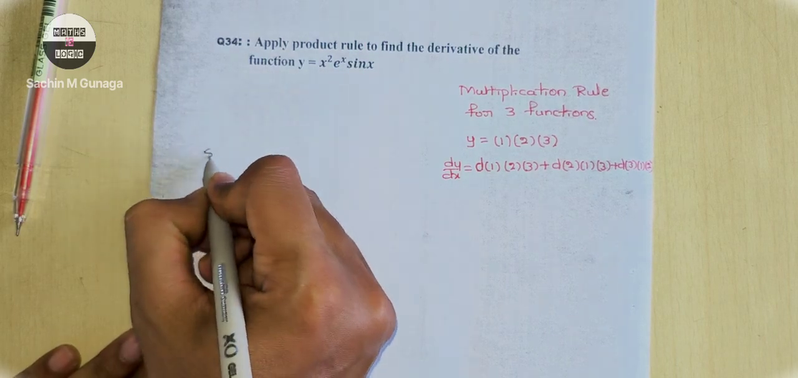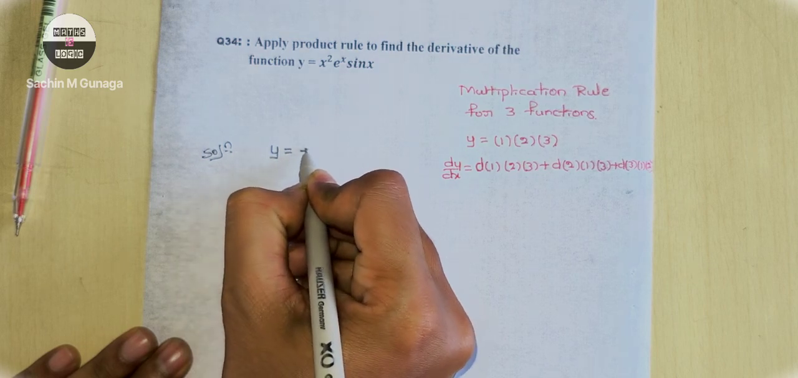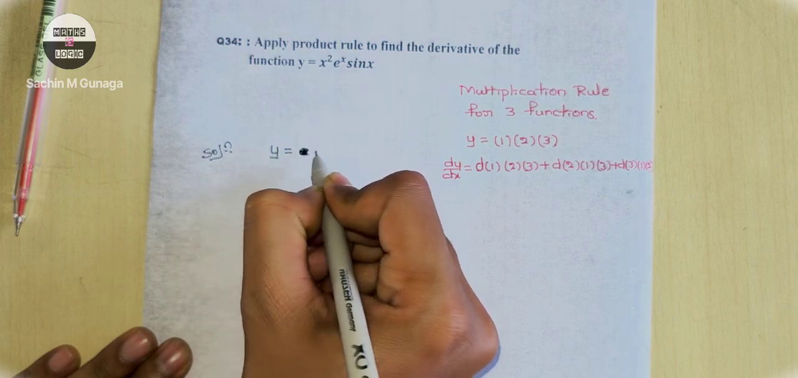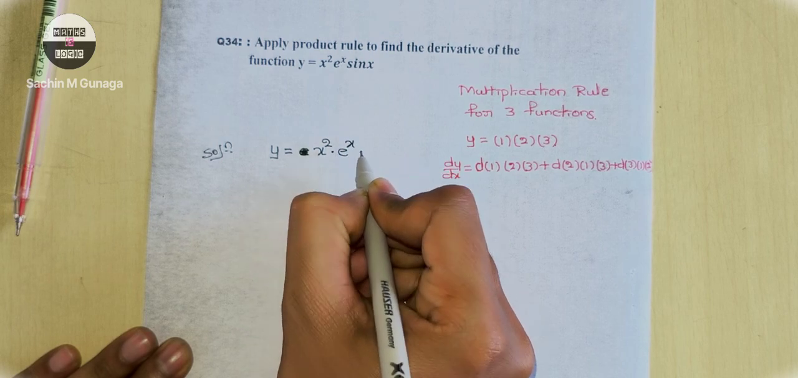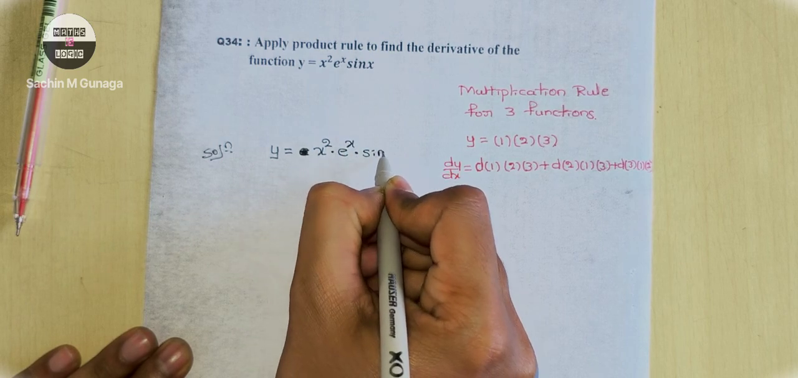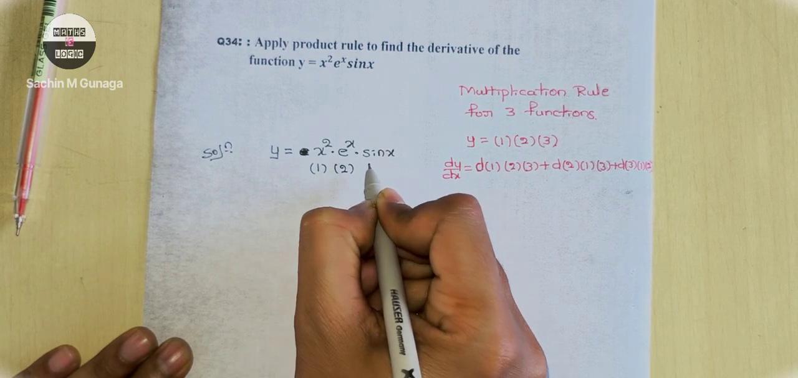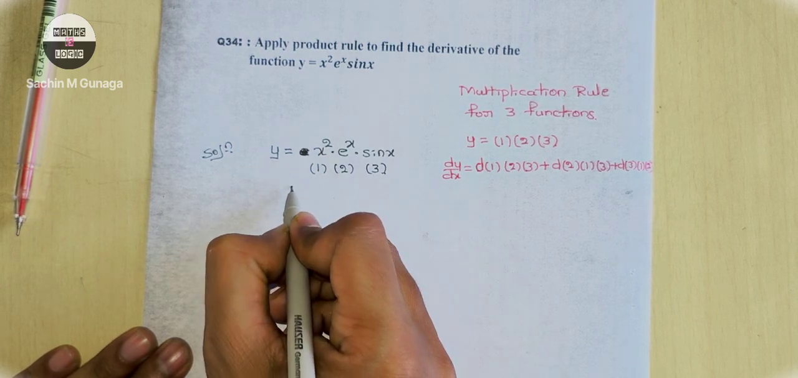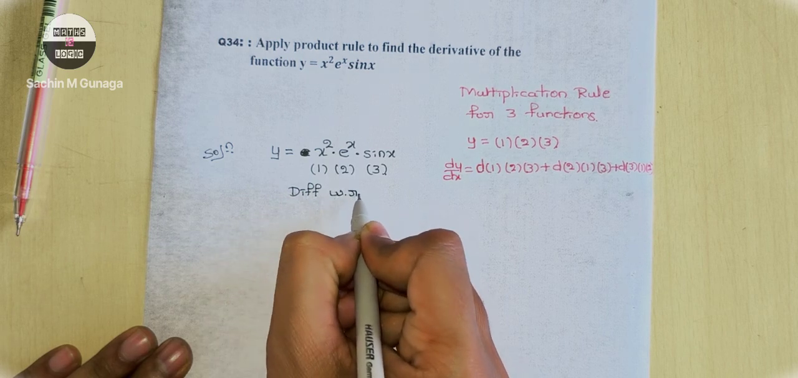Therefore in the solution, write y is equals to the first function x square, second function e power x, into the third function, sin x. This is the first function, this is the second function, and this is the third function. Next, differentiate with respect to x.